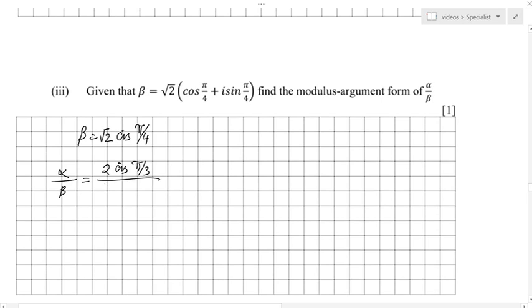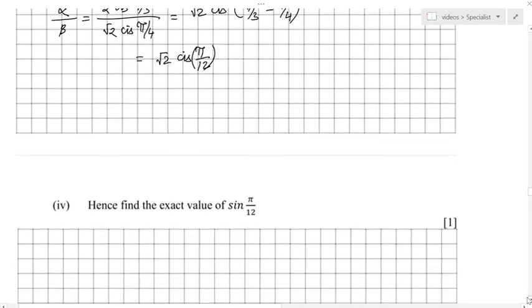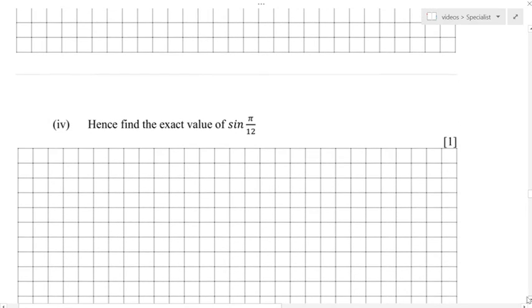and this one gives us root 2 cis pi over 4, so that becomes root 2 cis pi over 3 minus pi over 4, and what you get is root 2 cis pi over 12. Alright, so that part is alright, and then we go to part 4, which is here. Hence find the exact value of sine pi over 12.